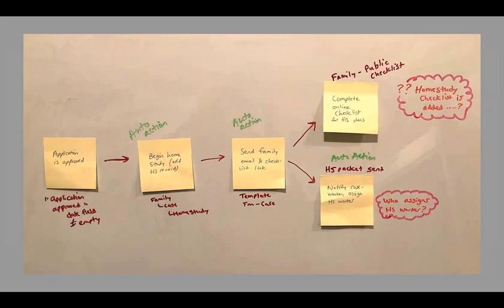So I did this last night, or I guess it was a couple days ago, thinking about the application process and how I might automate it. So what I did is I just wrote out these big ideas. When the application's approved, we're going to start the home study. I want to send an email. The family is going to do something, and I'm going to tell the caseworker. And just trying to look for ways where I could automate, like beginning the home study. That just means I'm going to add a home study record.